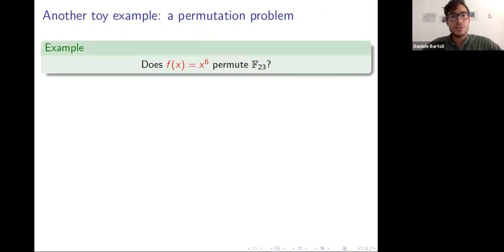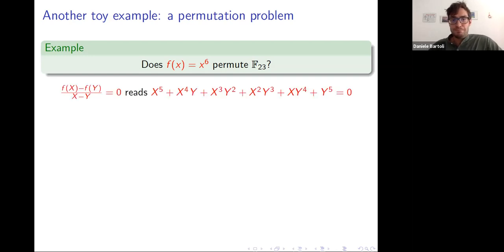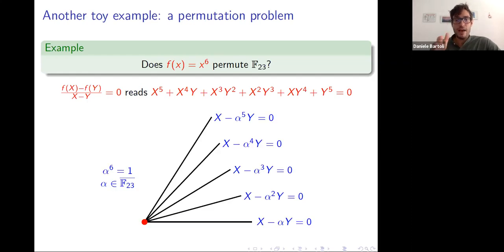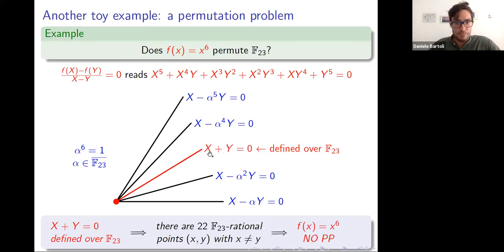So suppose that we would like to know if x to the power 6 permutes the field F23. Clearly, you can check that this is not true because 6 is not coprime with 22. But let's see what happens to the curve. Well, the curve attached to x to the power 6 reads as follows. So you have a degree 5 polynomial, which actually factorizes into 5 linear factors, where alpha is a 6th root of unity, which usually lies in the algebraic closure of F23. Now, alpha cubed is -1. So this line here, this degree 1 polynomial, is actually defined over F23.